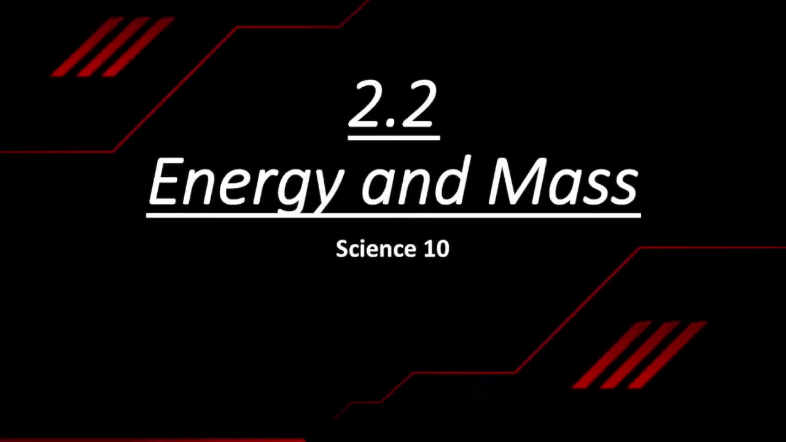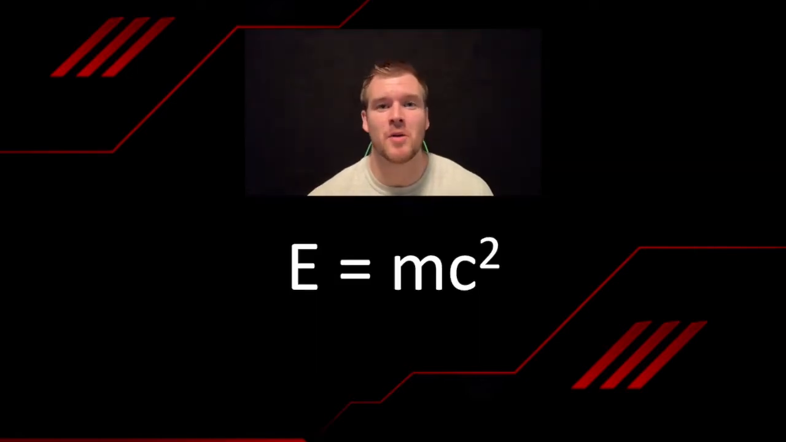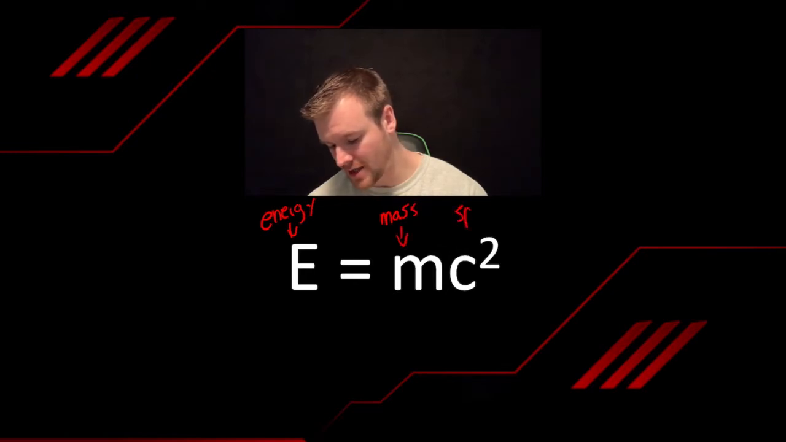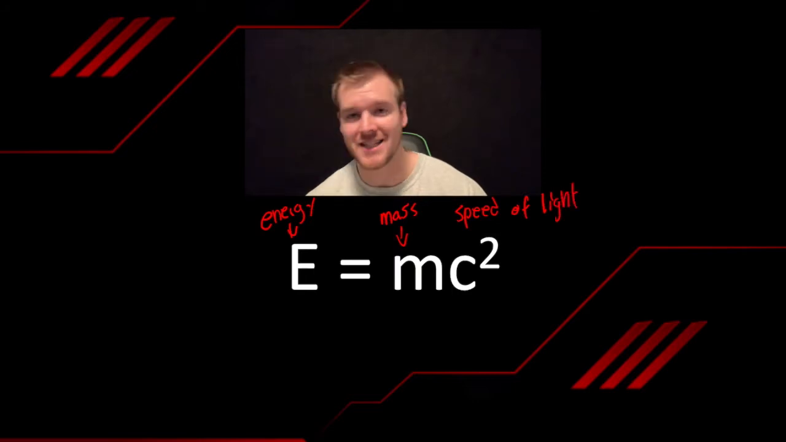This is lesson 2.2 in chemistry, and today we're going to be looking at energy and mass. E equals mc squared may be one of the most famous equations in science. And it's not talked about in many basic science courses, but basically it means energy for E, mass for m, and c is the speed of light, which is really fast. It's the fastest anything can go.